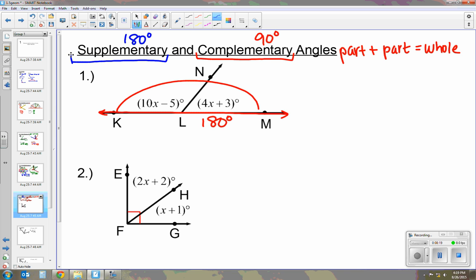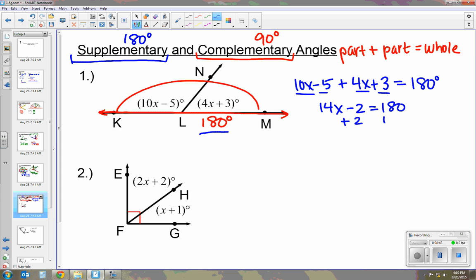So our part is 10x minus 5, plus 4x plus 3, our other part, and our whole thing for this is 180. Since it is supplementary angles, it's going to equal 180 degrees. So now all we have to do is combine like terms. 10x and 4x is 14x, and negative 5 and 3 is a negative 2. We add the 2. 14x equals 182. Divide by 14, and you get 13.